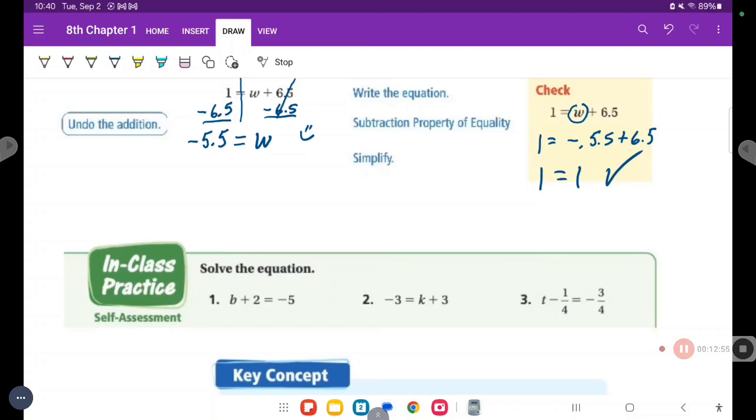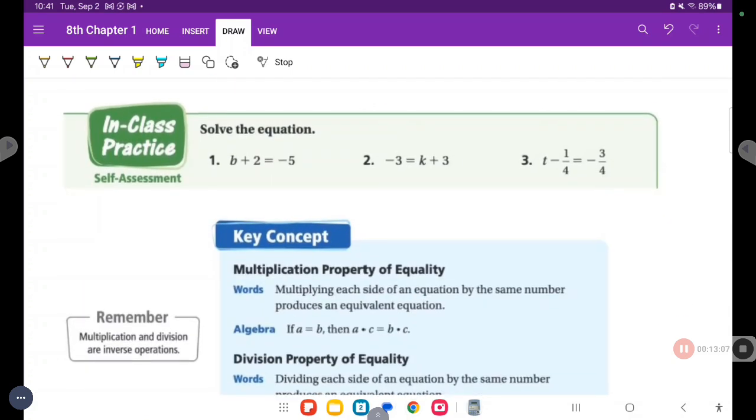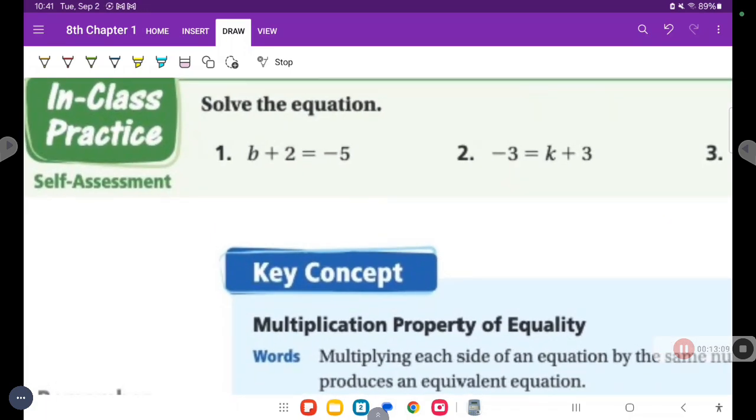Okay, so I saw several mistakes. So there is a specific pattern that we have to follow. Okay, so listen up. Listen up. I need you to pay attention.